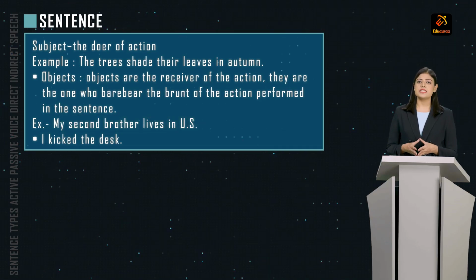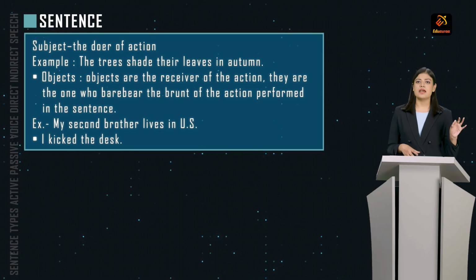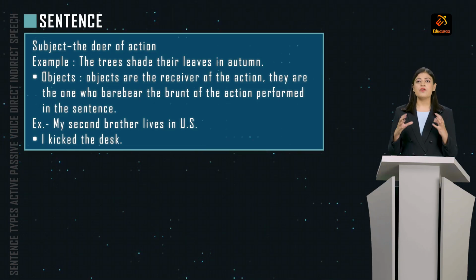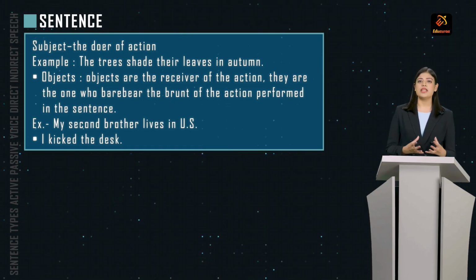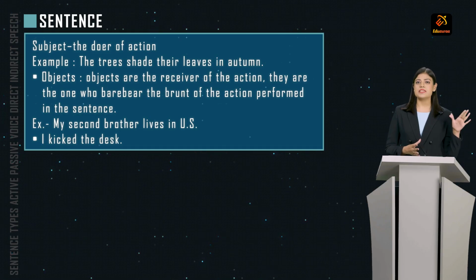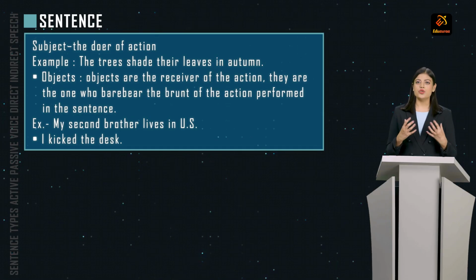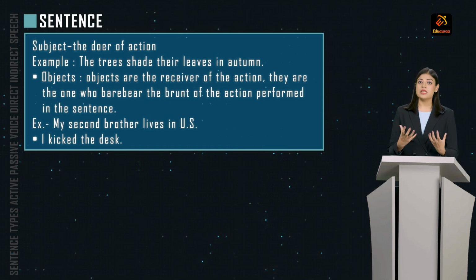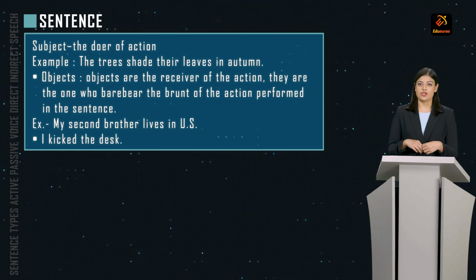What is the object in this sentence? The object is United States. Because where is the action of living taking place? It's taking place in US. So US automatically becomes the object or the receiver of the action.